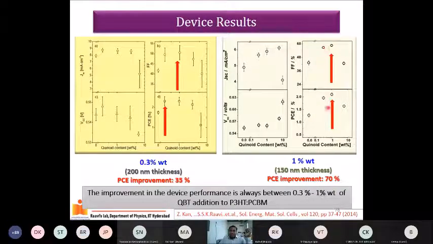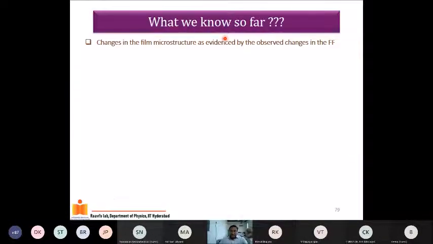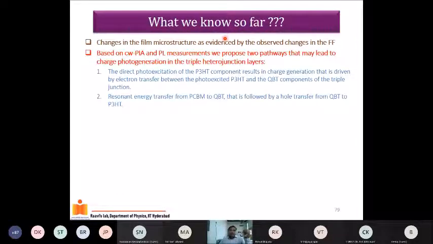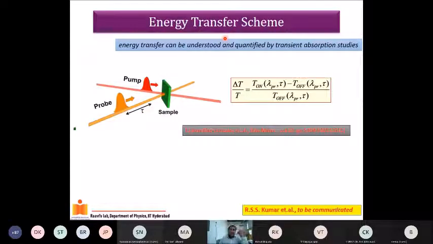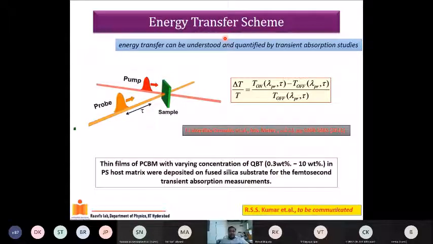Okay, this is the point here. Fill factor is changing. The moment you see the improvement in the fill factor, it says that your charge transport is nice, right? That's the point here. And also from various studies of photoinduced absorption and other things, we could say that there is a good electron energy transfer from the PCBM to QPT, and then QPT is injecting further. Okay, so we wanted to look at how the energy transfer is possible by doing the pump-probe measurement. Okay, the same story remains the same.